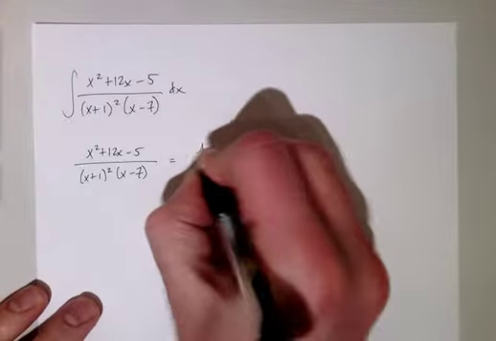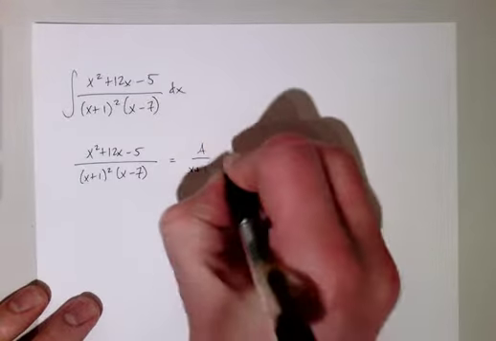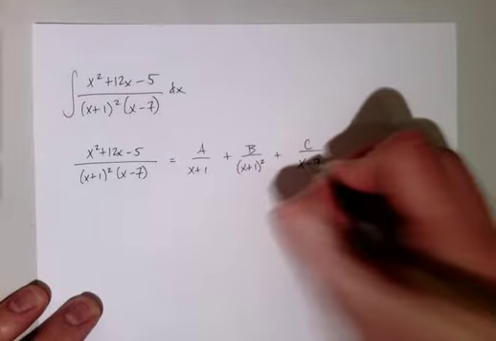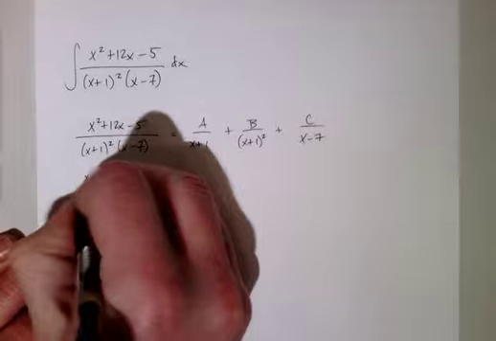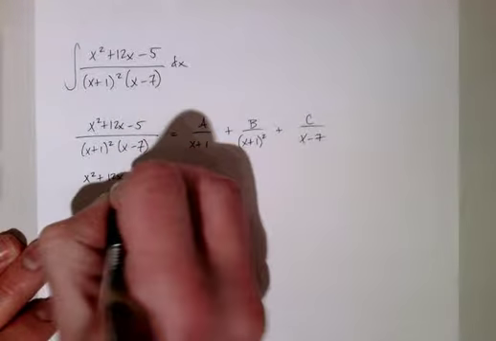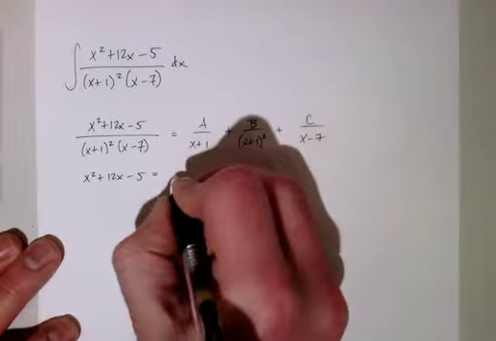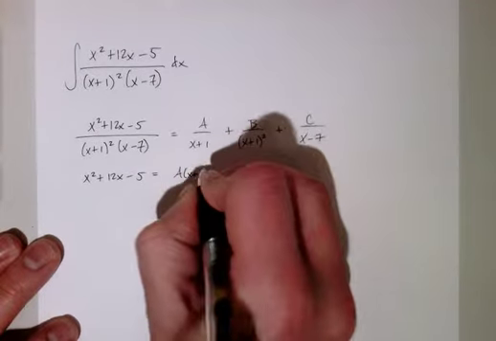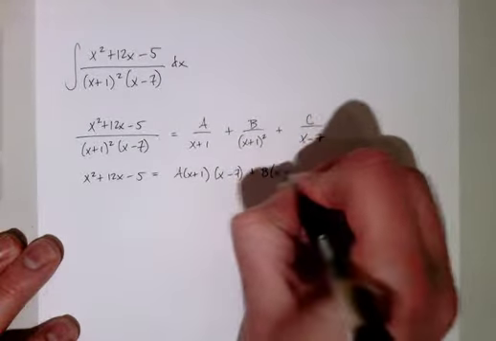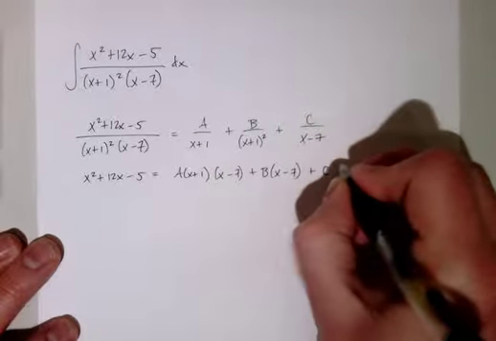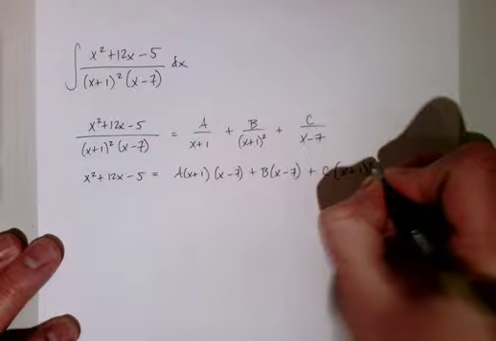Here, it doesn't really matter because the denominator is of a higher degree, the numerator is of a smaller degree, and therefore we can just go ahead and do it like this. Now, when we multiply through by the common denominator, we're going to wind up getting a times (x plus 1) times (x minus 7) plus b times (x minus 7) plus c times (x plus 1) squared.